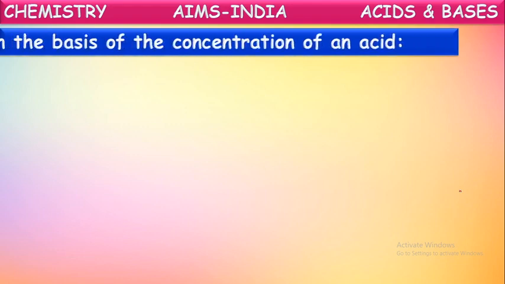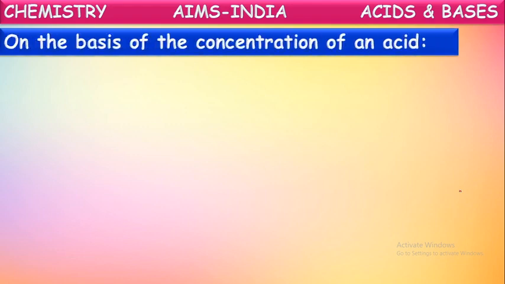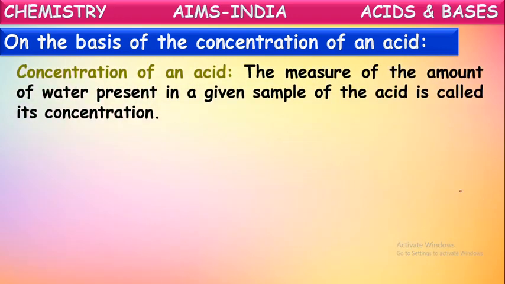Next, on the basis of concentration of an acid. What does it mean here, concentration? Concentration of an acid is said to be the measure of the amount of water present in a given sample of acid. Yes, based upon the quantity of water present in the sample of acid, its concentration is said. Okay, it is just the measure of the amount of water present in the given quantity or given sample of acid. It is called concentration.